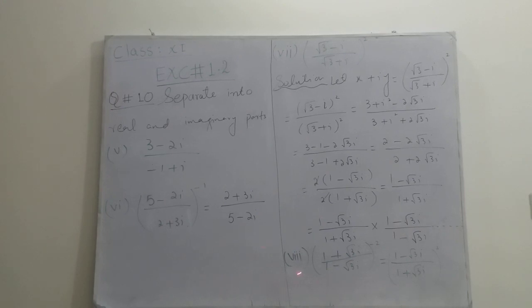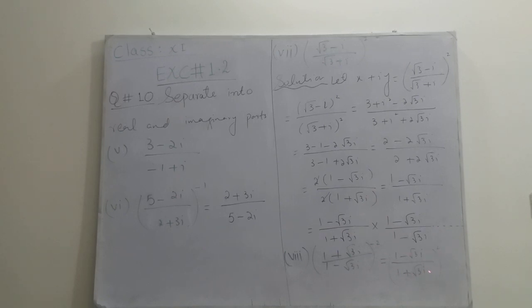Now the last part, part number 8, which is equal to (1 plus square root 3 iota) divided by (1 minus square root 3 iota) whole raised to power minus 2. Now when we take its reciprocal, it becomes (1 minus square root 3 iota) divided by (1 plus square root 3 iota) whole raised to power plus 2.